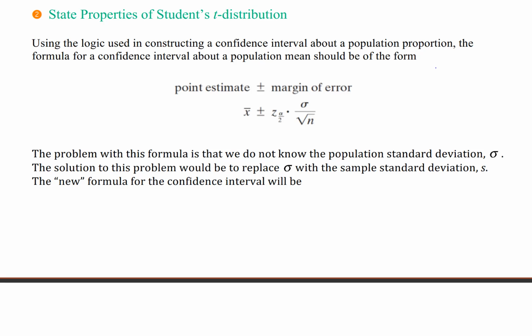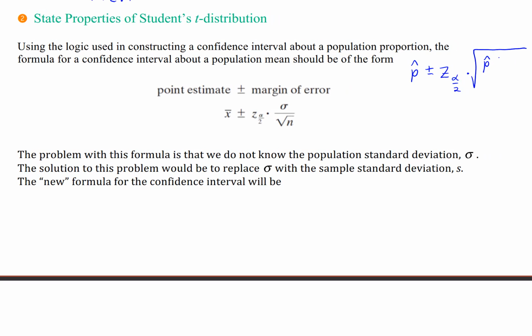Remember, for the population proportion, we went p hat plus or minus z sub alpha over 2 times the square root of p hat (1 minus p hat) over n. The z sub alpha over 2 we referred to as the critical value, and the square root of p hat (1 minus p hat) over n is the standard deviation of p hat, or the standard error. The reason that we use a critical value of z is because the distribution of p hat is approximately normal, provided n times p hat times (1 minus p hat) is at least 10.